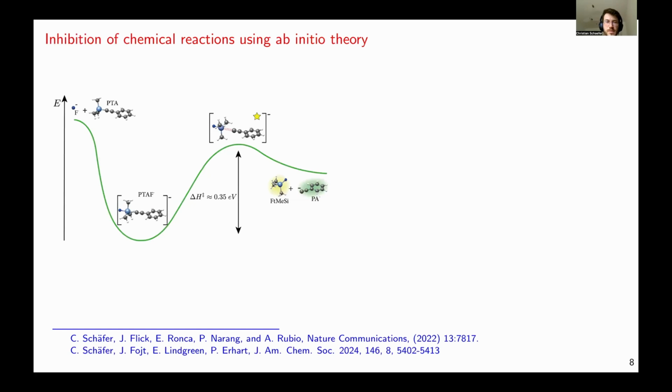Now, the beauty of our ab initio theory is that we can really try to one-to-one simulate this. So you expect this kind of potential energy landscape where you have an initial state, some intermediate, and then some transition state that we have to overcome for the chemical reaction to appear. And we really start with this initial configuration of a PTA molecule and then being attacked by a fluoride anion from the solvent. So basically it should go into a minimum and then at some point break apart.